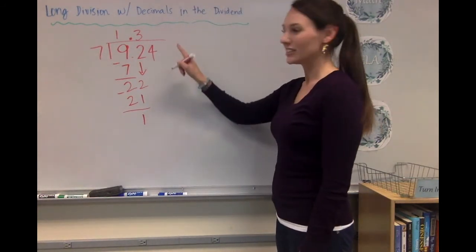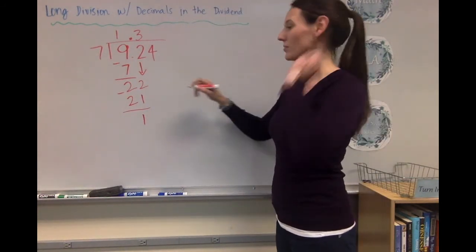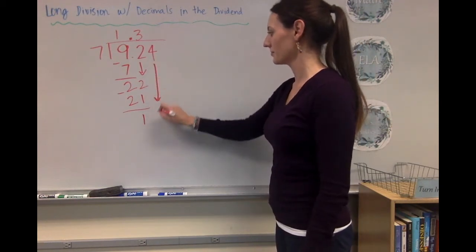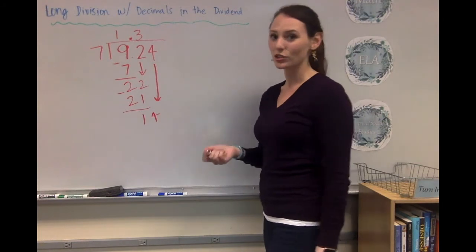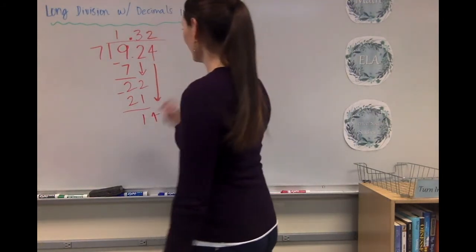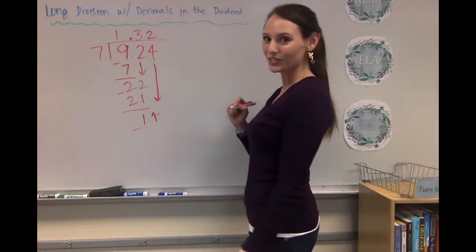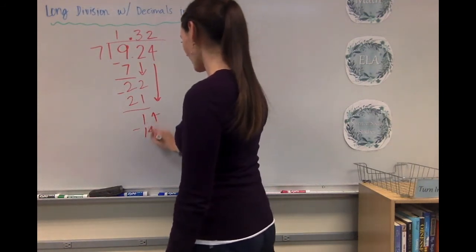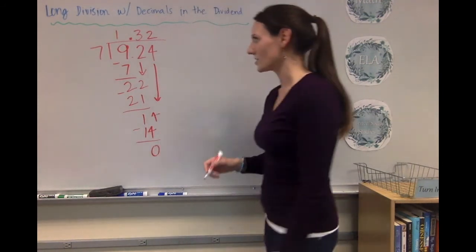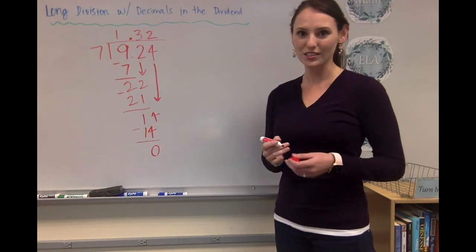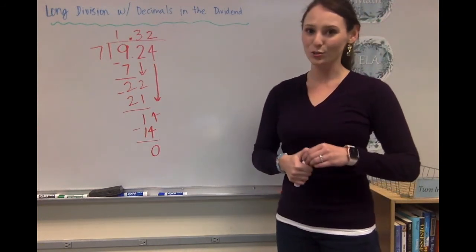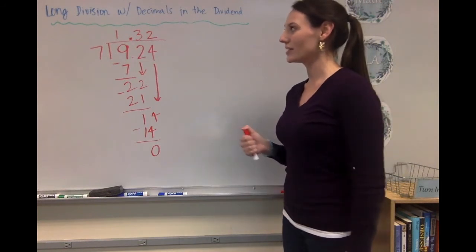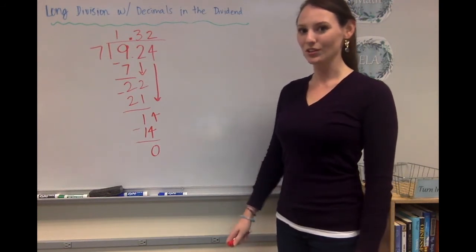Okay, I have 1 down here, but I still have one more digit to solve for, so I'm going to bring that down. And I get 14. 7 goes into 14 2 times. And 7 times 2 is 14, so I'm going to subtract that here. And I get 0. I have a 0 down here. I have no more digits left to solve for, so I am all done. The answer to 9 and 24/100ths divided by 7 is 1 and 32 hundredths.